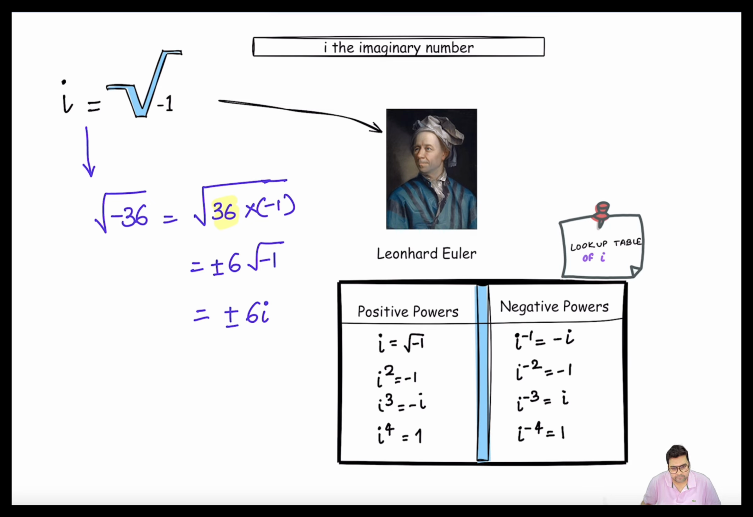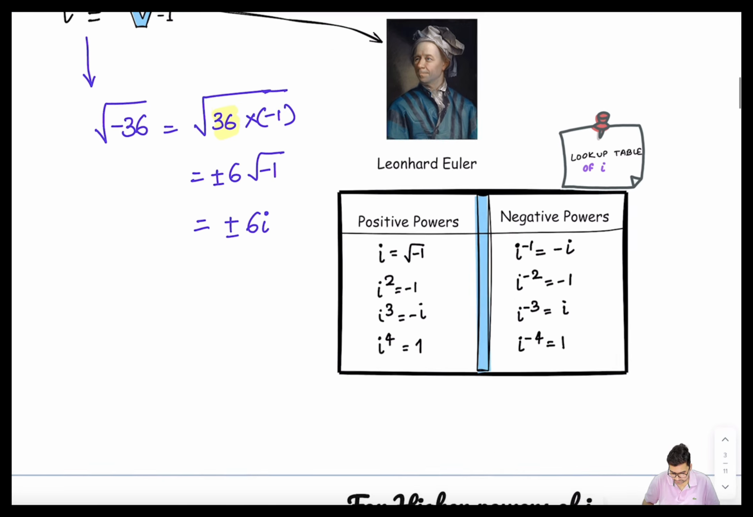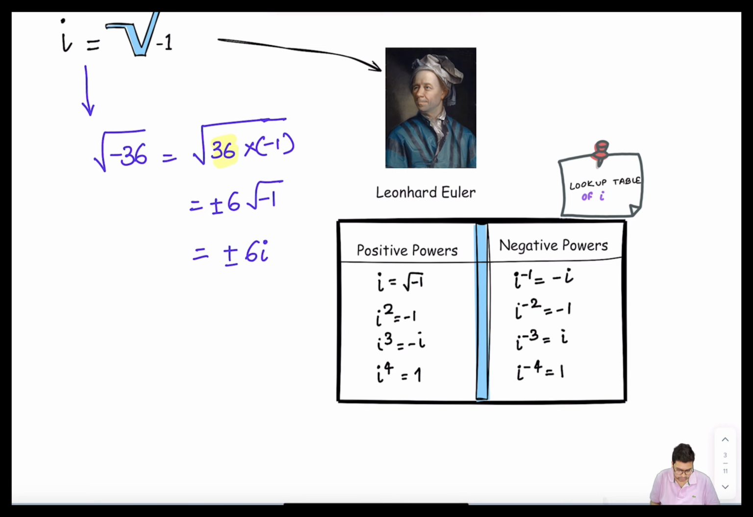And then I can formalize it and describe higher powers of i. You can have positive powers, you can have negative powers, and you can see the lookup table of i that I have mentioned here. So if you just have i, well, it's under root of minus 1. But what if I square both sides and find i square? Then i square is going to be minus 1. Just remove the square root.